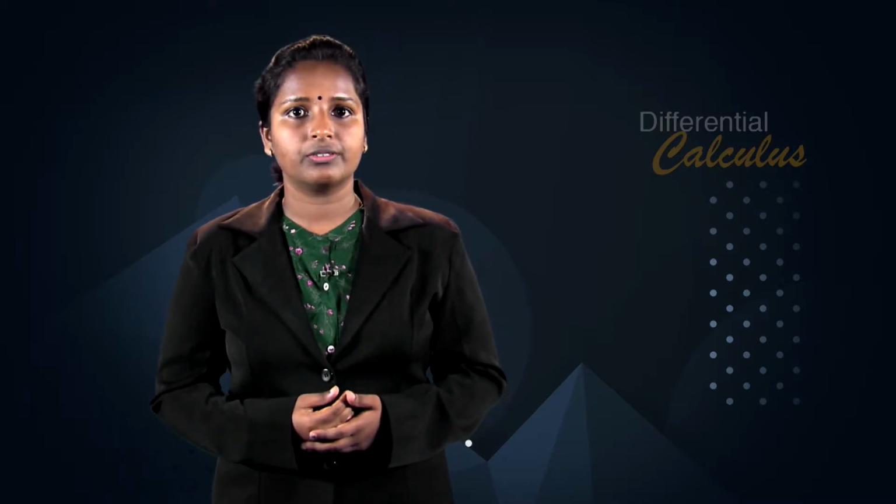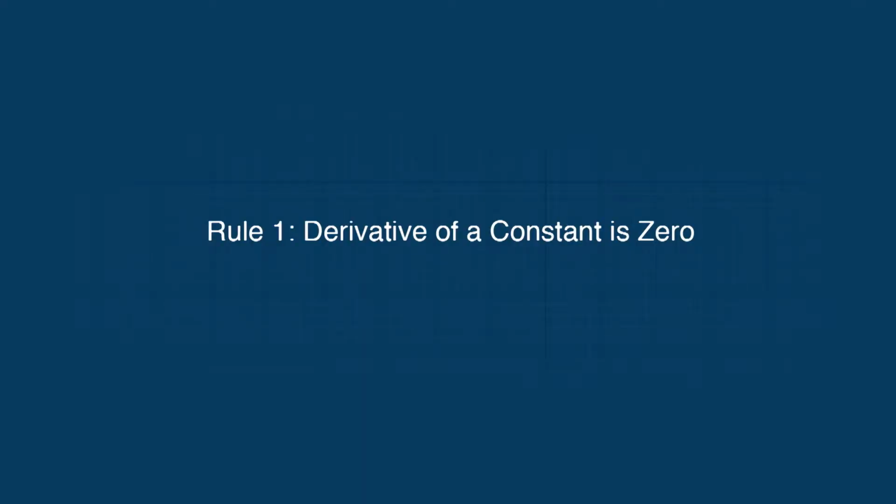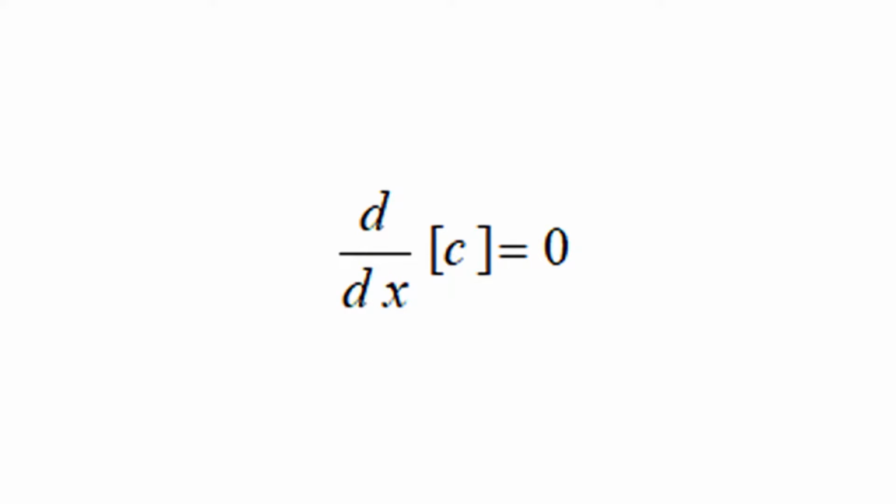The first rule of differentiation is that the derivative of every constant function is 0. Rule 1, derivative of a constant is 0. If c is a constant, then d/dx of c is 0. We prove this as follows.